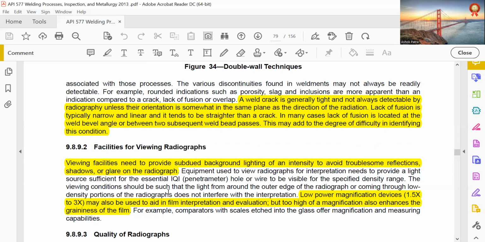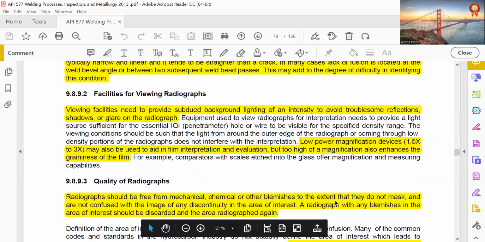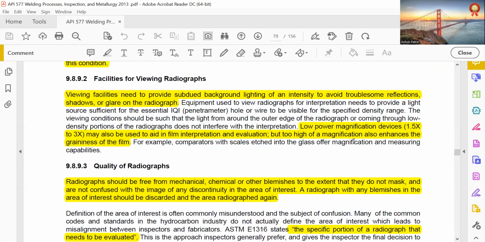Viewing facilities need to provide subdued background lighting of an intensity that avoids troublesome reflections, shadows, and glare on the radiograph. A low power magnification device, 1.5 to 3x, may be used to aid the film interpretation and evaluation, but too high a magnification also enhances the graininess of the film.